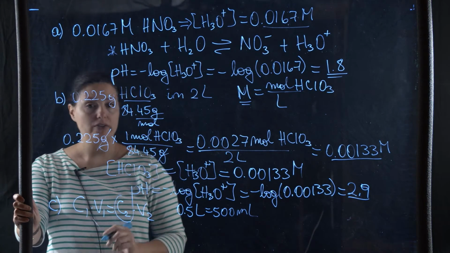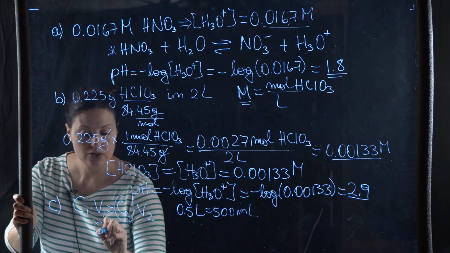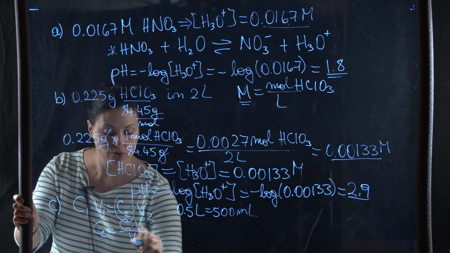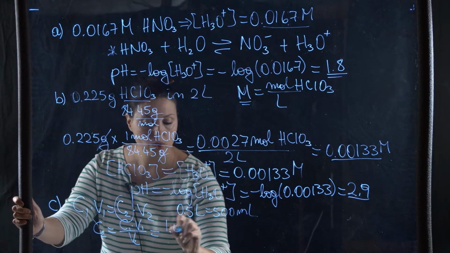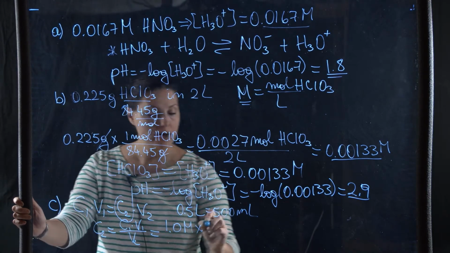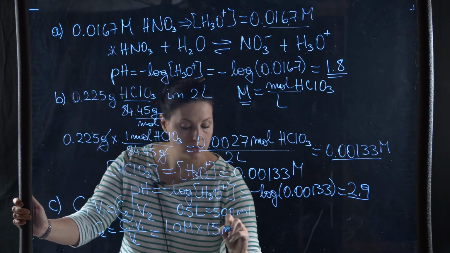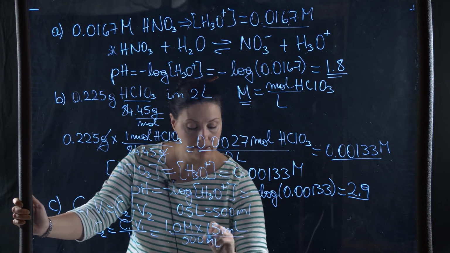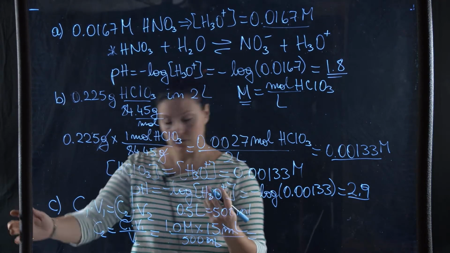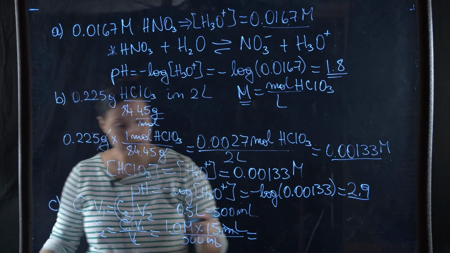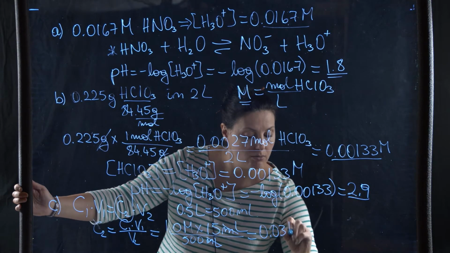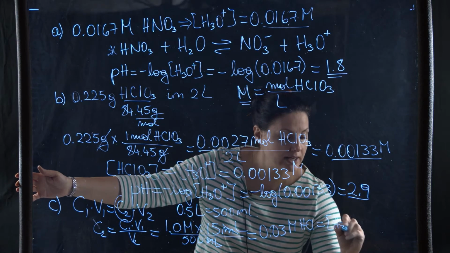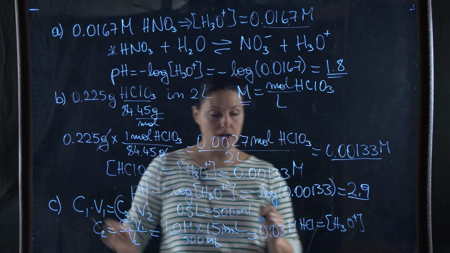Okay, I need to figure out the second concentration. So C2 is equal to C1 times V1 over V2. C1 was 1 molar times V1 was 15 milliliters, divided by 500 milliliters. My milliliters will cancel, leaving me with molarity, which is what I want. And that comes out to be 0.03 molar HCl, which is the same as the concentration of H3O plus, once again, because it's a strong acid.